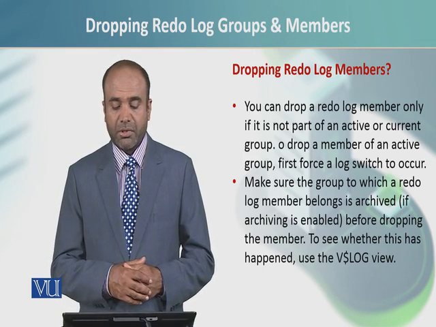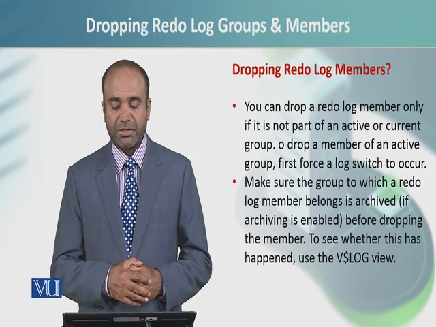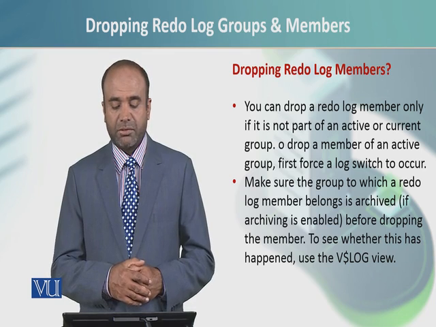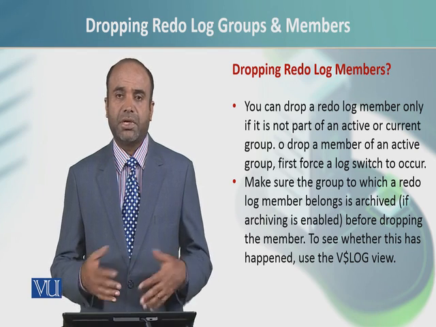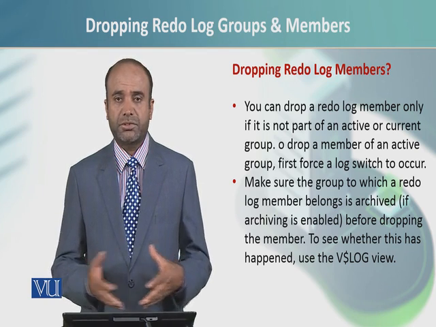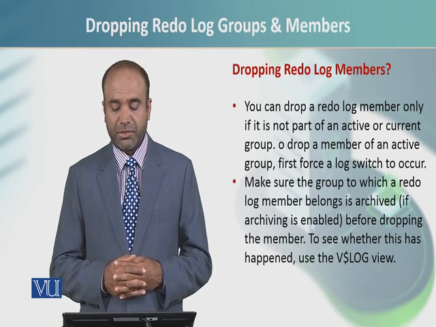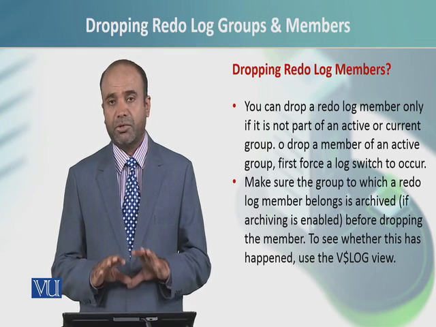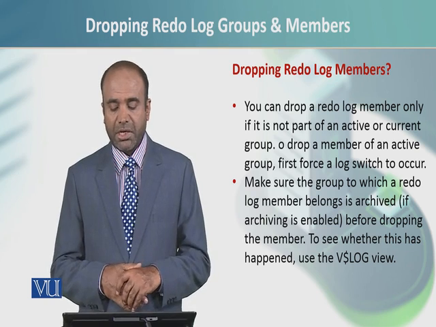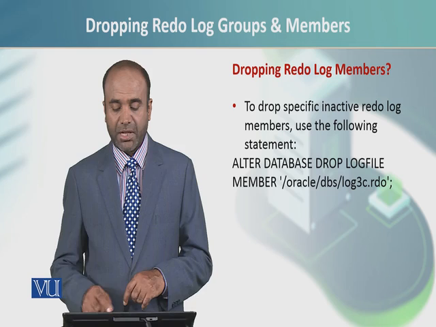You can drop redo log members only if they are not part of an active or current group. To drop a member of an active group, first force a log switch to occur. This means we need to issue the ALTER DATABASE SWITCH LOGFILE command so that we can manage the activation of the log switch. Make sure the group you switch from is archived, so it is only possible in archival mode. Again, we can see the V$LOG view to see what exactly happened.